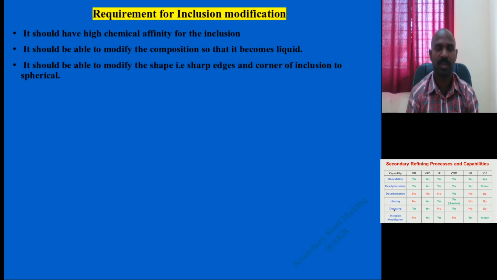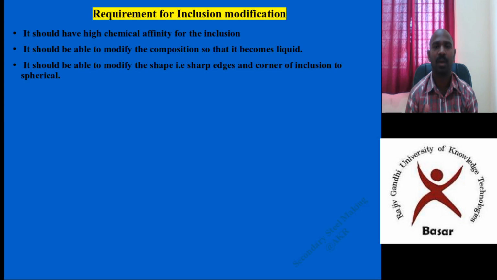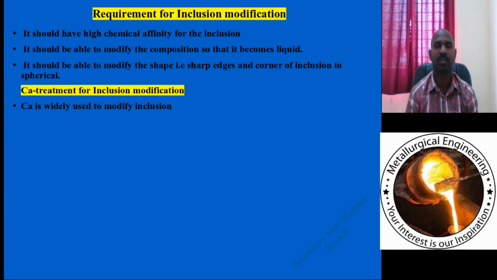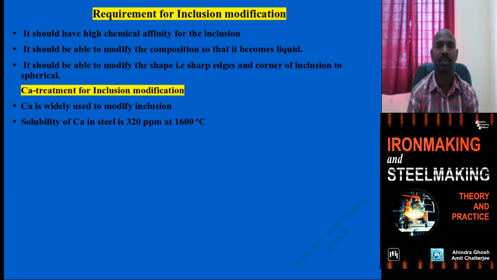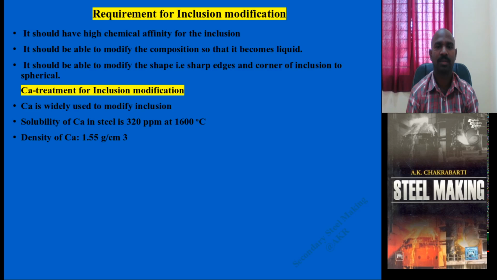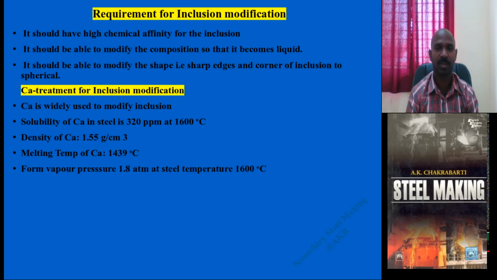And it should modify the shape of the inclusions, remove the sharp edges and corners of these inclusions into the spherical shape. What is that particular thing? The best treatment available is calcium, which is a widely used element for modifying the inclusion shape and size. How do you carry it out? Some properties of calcium: the solubility of calcium in the steel is 320 ppm, density is 1.55, and melting point is 1439, and it forms vapor pressure.